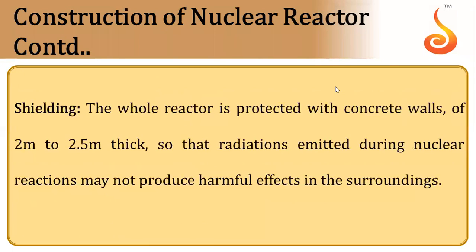Next is shielding. Now the whole reactor is very radioactive, no? So it will emit radiations, which can also produce harmful effects on the surroundings. To avoid that harmful effect, we are going to protect the whole reactor with concrete walls, and the thickness of those concrete walls is from 2 meters to 2.5 meters. Okay, thank you.